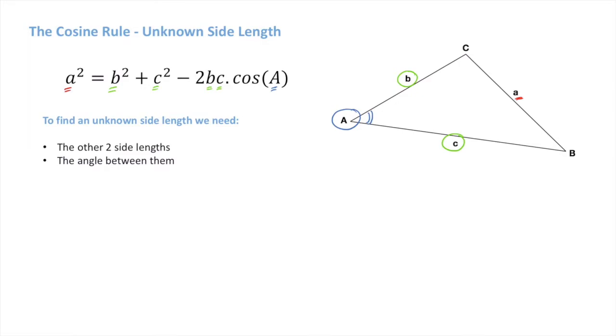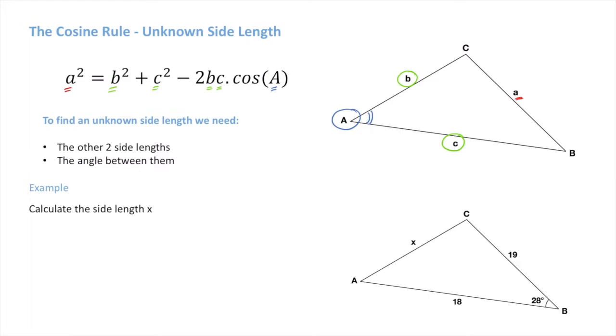Now let's go ahead and see how we can use this with a quick example. Let's say we're given the following triangle, and we're asked, in this case, to calculate the side length x. Well, to see if we can use the cosine rule, the key thing to ask ourselves is, do we have the other two side lengths? And in this case, yes we do, 18 and 19, which I've just circled there. Also, do we have the angle between those two side lengths? And again, yes we do, it's 28 degrees.